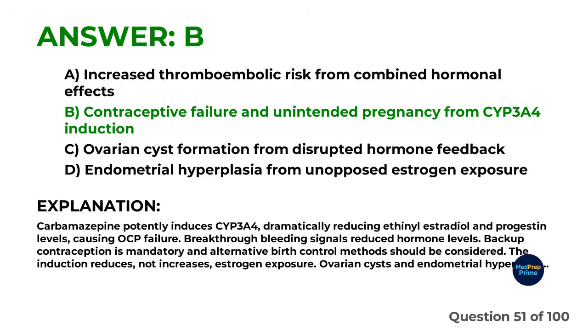Correct answer, B. Carbamazepine potently induces CYP3A4, dramatically reducing ethinyl estradiol and progestin levels, causing OCP failure. Breakthrough bleeding signals reduced hormone levels. Backup contraception is mandatory, and alternative birth control methods should be considered. The induction reduces, not increases, estrogen exposure. Ovarian cysts and endometrial hyperplasia aren't the primary concerns.